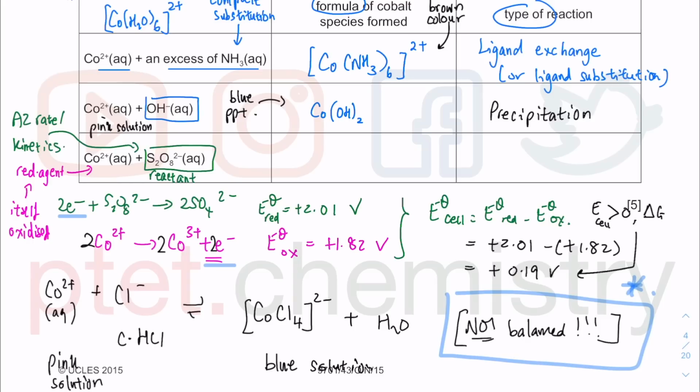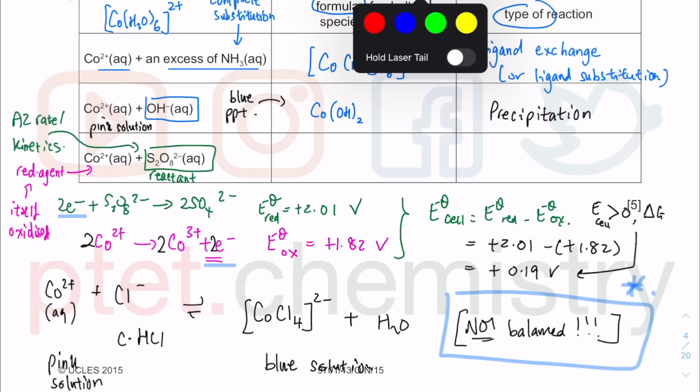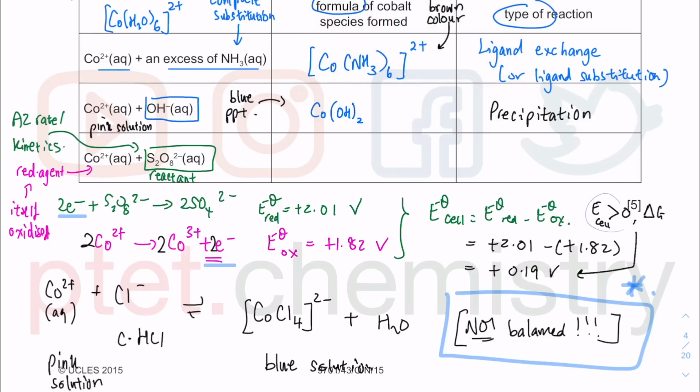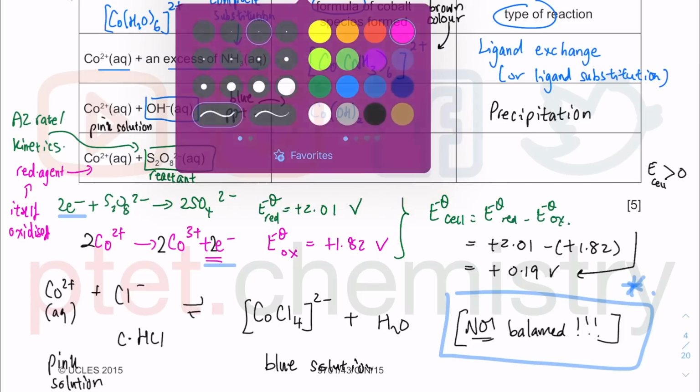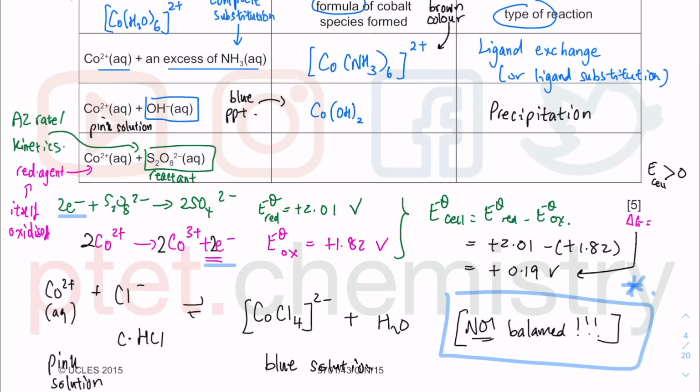Delta G is also related to E cell now in the new syllabus. So your E cell is greater than 0. Your delta G is equal to, better use a different color to distinguish this thing here. Delta G equal to minus nFE cell. So n is the number of electrons transferred, which is 2. F is Faraday constant. Your E cell is greater than 0.